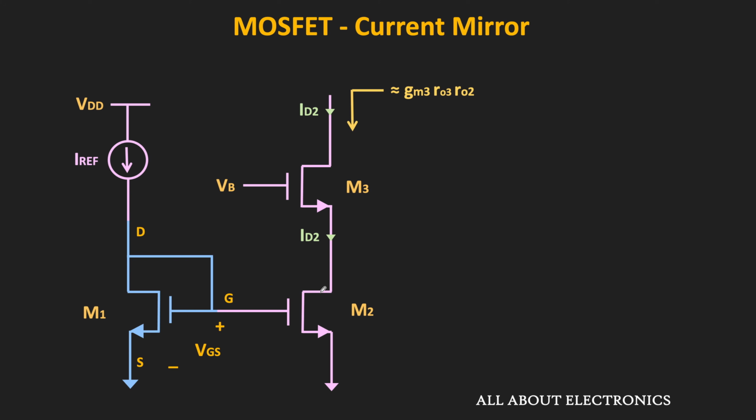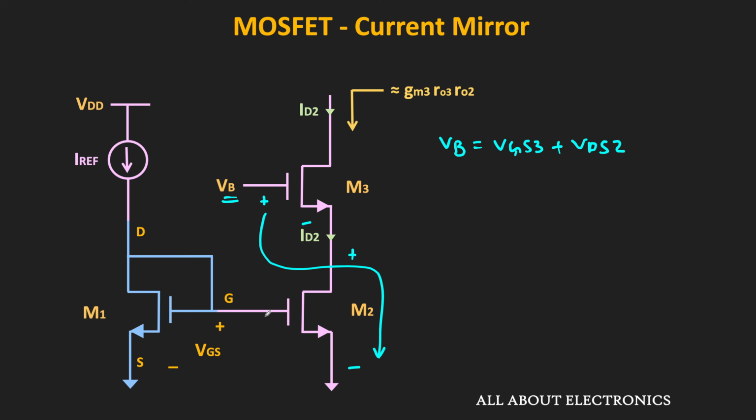Second is, if the biasing voltage VB is selected properly, then it is possible to keep this voltage VDS2 very close to VGS. And hence, it is possible to make this copied current the exact replica of this reference current. So now, let us understand what should be the value of this biasing voltage. So here, if we apply the KVL around this loop, then we can say that this voltage VB is equal to this voltage VGS3 plus VDS2, that is this voltage.